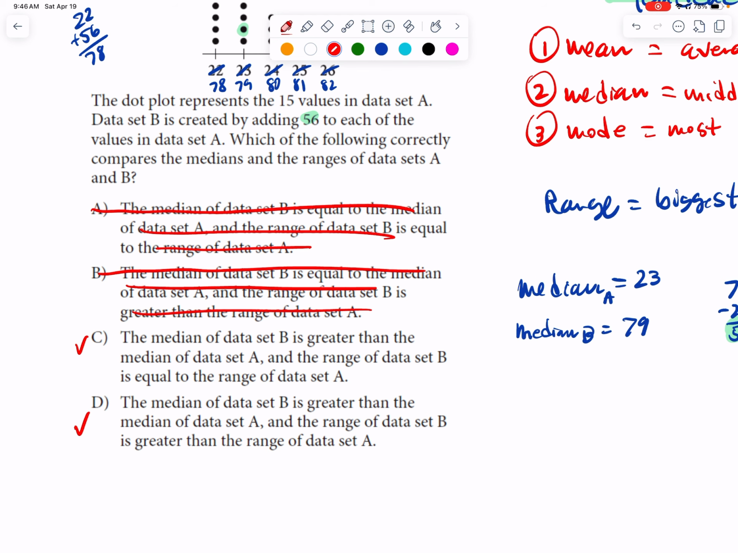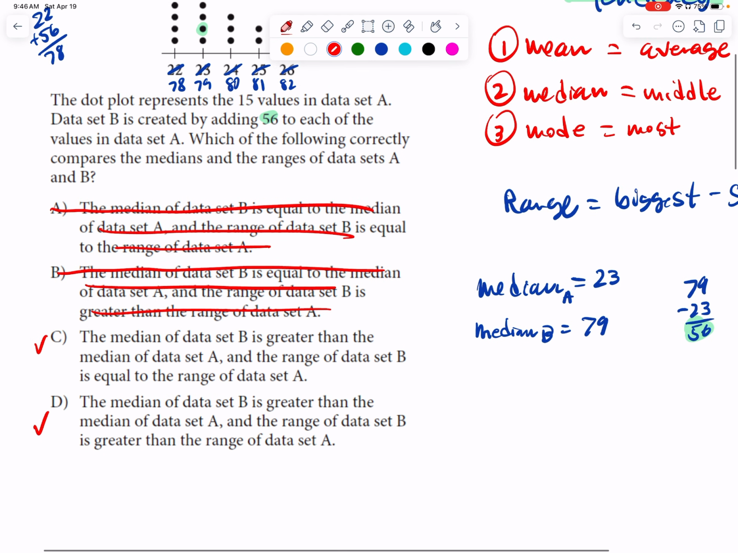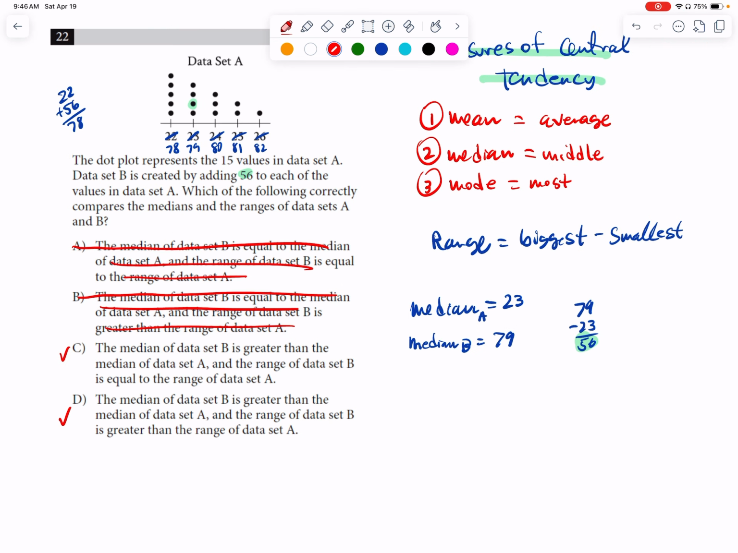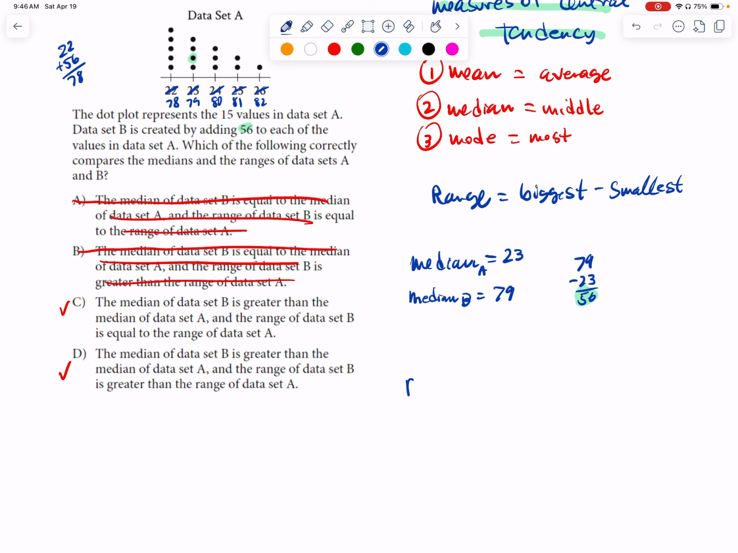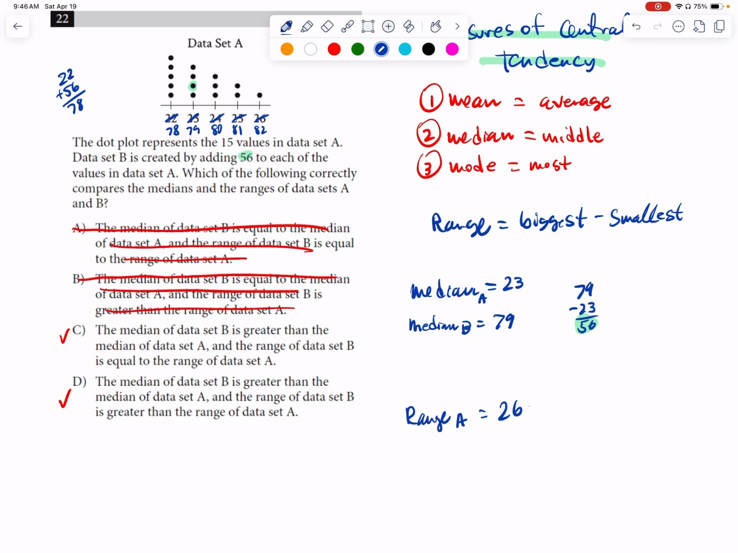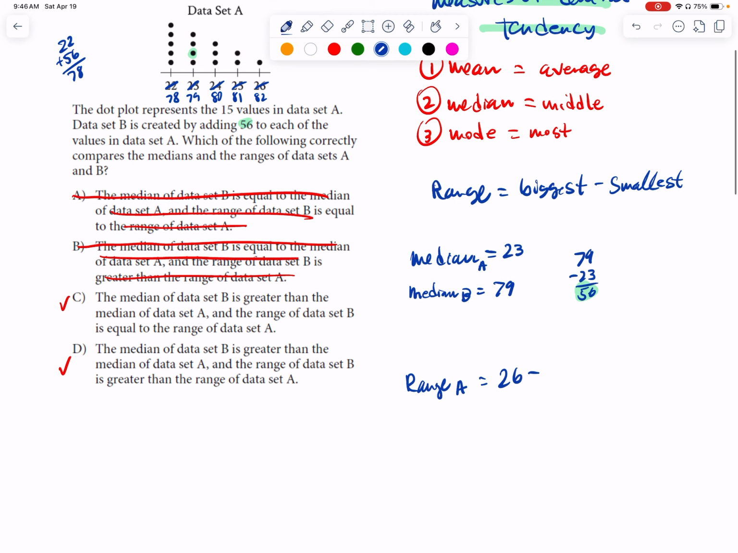we're now down to a 50-50 chance to get this right if we just guessed, if we didn't know anything about range. Now, range, as we said, is the biggest minus the smallest. So let's just calculate that for each one of these. So if I talk about the range of A, my biggest number here is 26, and my smallest number was 22. This is equal to 4.